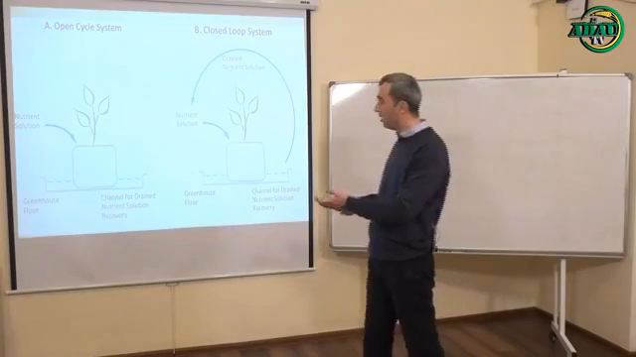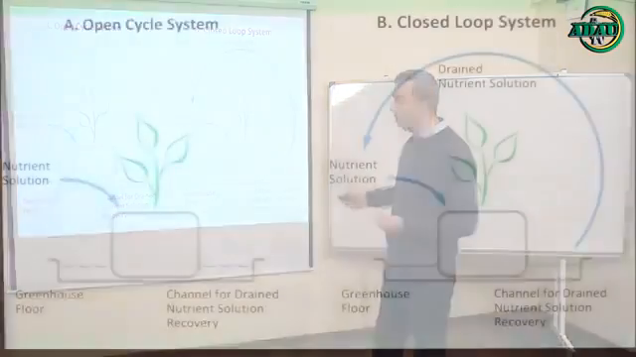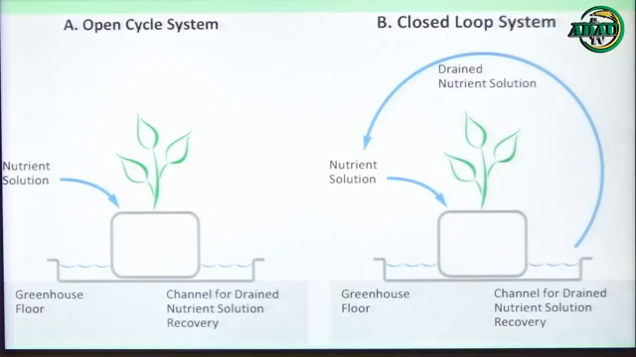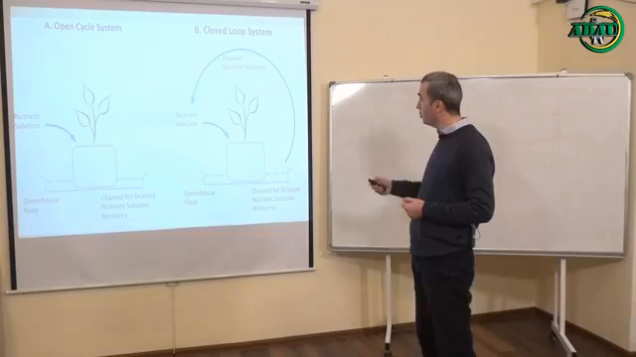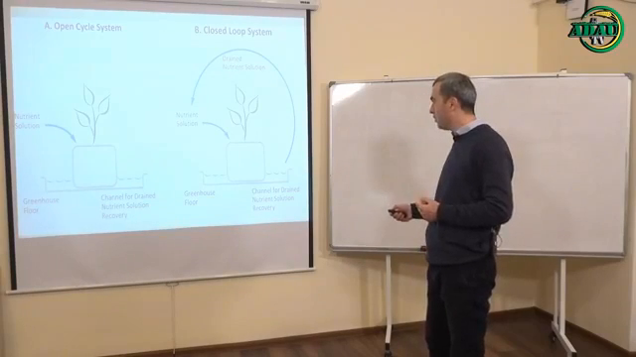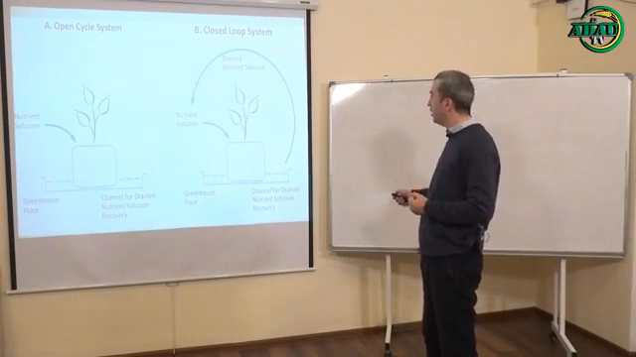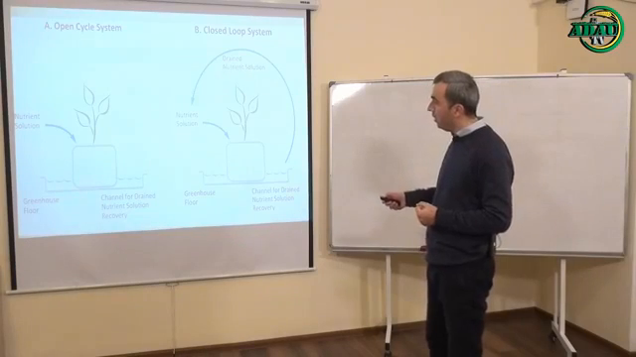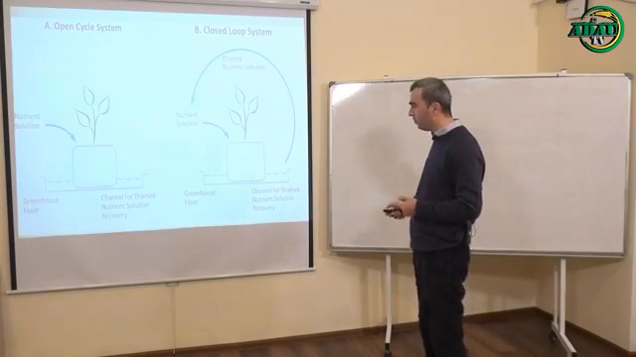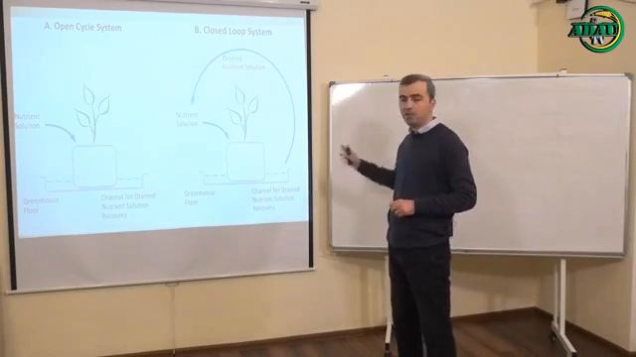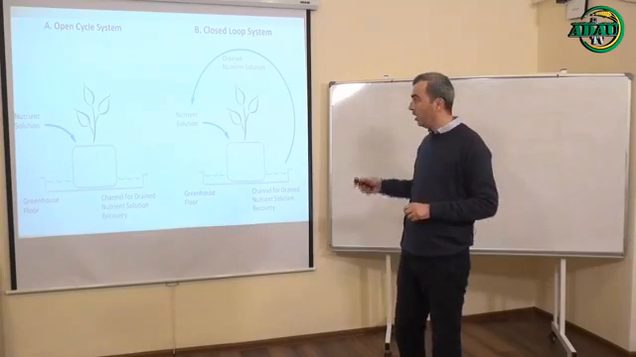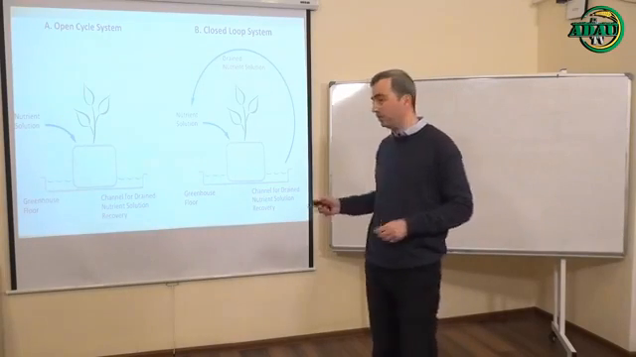For example, on the left side, you can see the open cycle system, where nutrient solution is provided to the plant, but after it is used, it is channeled for drainage and drained out. But on the right side, you can see the closed system, where nutrient solution is provided to the plant, and then through the drainage it is collected and accumulated and given back to the plant. Of course, not all the drainage water should be used, and I will tell you about that later.